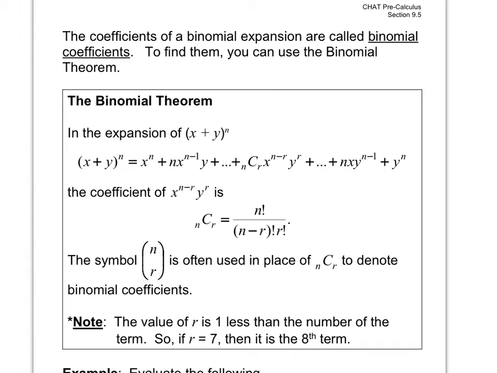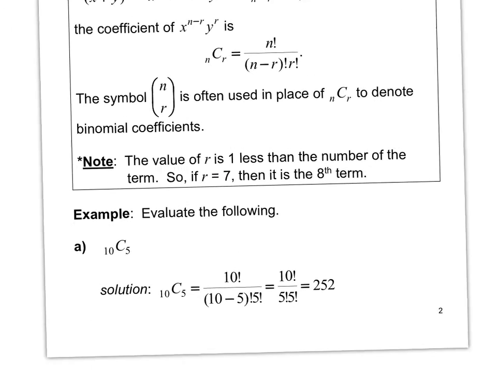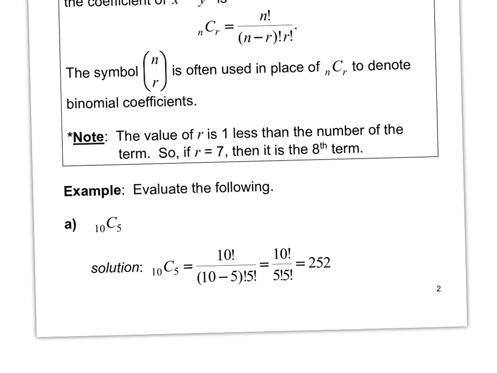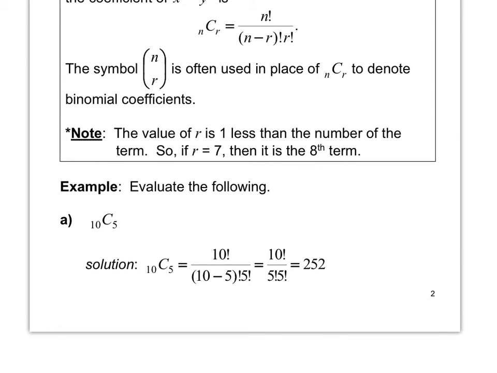Okay, one thing to notice is that the value of r is 1 less than the number of the term. So like if r is 7, that means I'm on the 8th term. So r is always going to lag behind by 1. So let's look here at how you would evaluate one of those notations here.